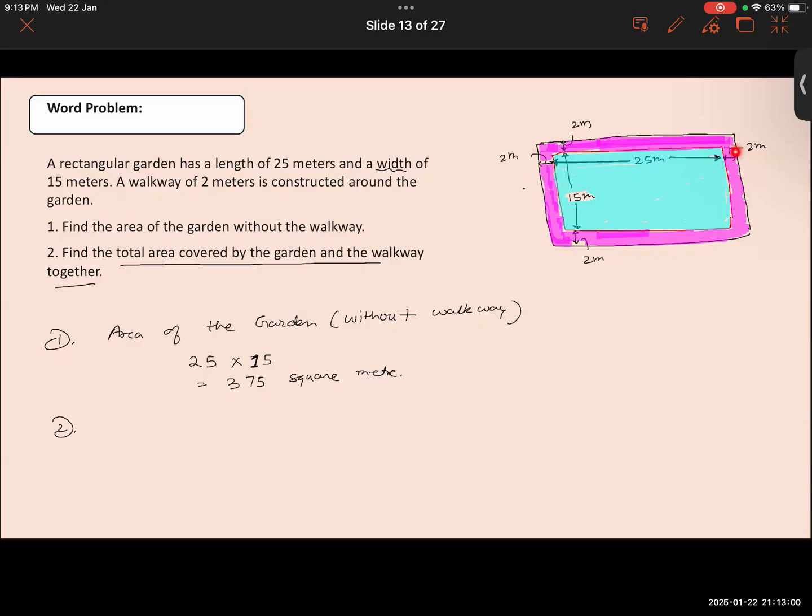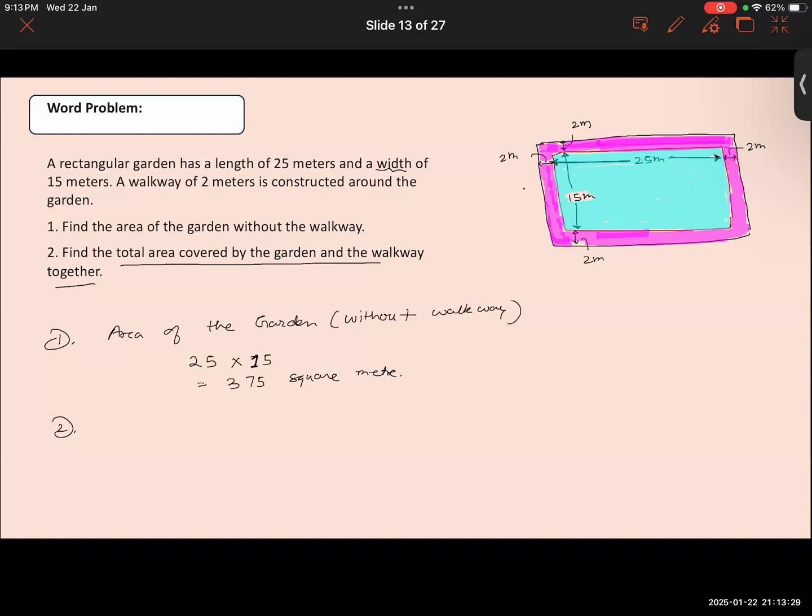Tell me if you're actually getting it. Two meters, we should include, like in the question, a walkway of 2 meters is constructed around the garden. 2 meters here is mentioning the breadth of this walkway. It is 2 meters broad. From the left side, it is 2 meters in breadth, and from the right side also it is 2 meters in breadth.